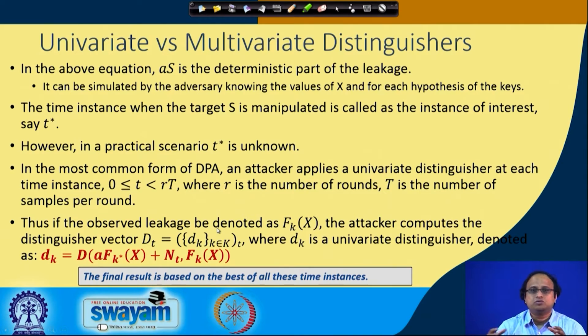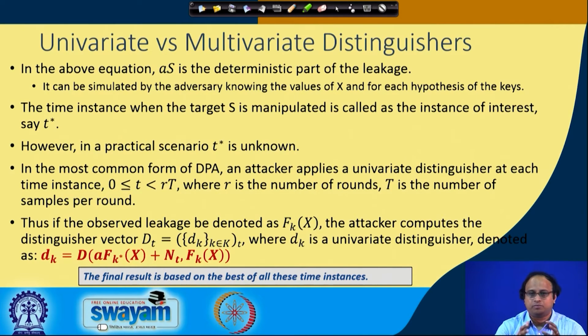So what is a univariate distinguisher? As we have seen with Pearson's correlation, for example, you are applying the distinguisher on a single leakage point in the trace. You are not applying it on multiple leakage points on the trace. If you apply it on a single leakage point, you call that a univariate distinguisher. So what I do is, at all time instances, say T1, T2, T3 and so on, I apply this distinguisher.